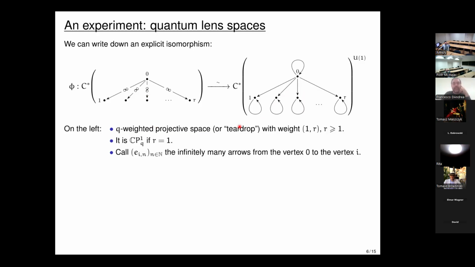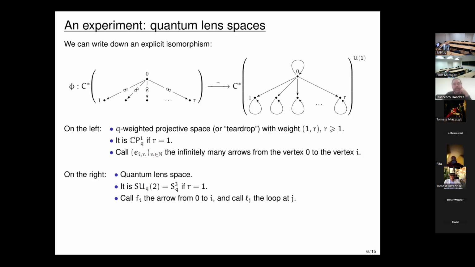Okay, so in any case, the graph on the left describes these quantum teardrops, a special subfamily where the weight is (1,R), R a positive integer. If R is equal to 1, what you get is the quantum projective line, also called the standard Podleś quantum sphere. Let me denote by e_{i,n} the infinitely many arrows going from the vertex 0 to the vertex i. So i tells you the target, and n is the label for these infinitely many arrows.